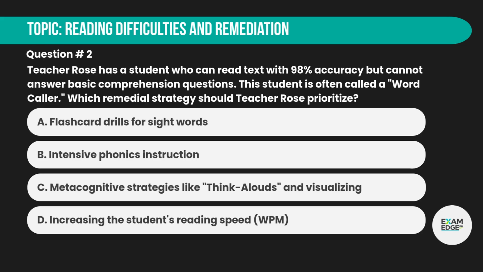Question number 2. Teacher Rose has a student who can read text with 98% accuracy but cannot answer basic comprehension questions. This student is often called a word caller. Which remedial strategy should Teacher Rose prioritize? A. Flashcard drills for sight words. B. Intensive phonics instruction. C. Metacognitive strategies like think-alouds and visualizing. D. Increasing the student's reading speed, WPM.